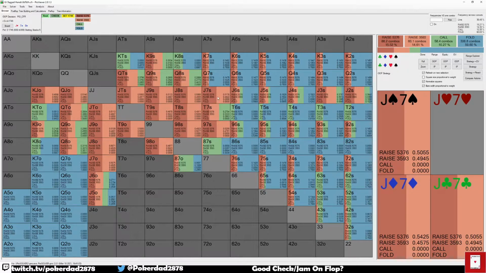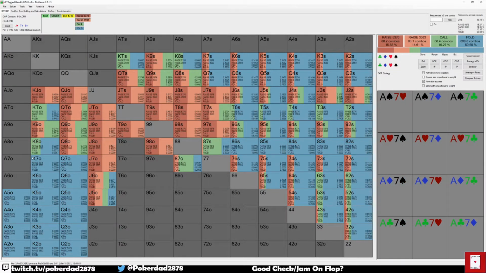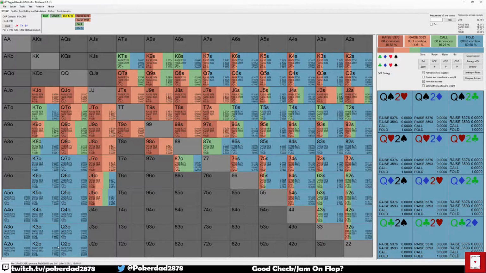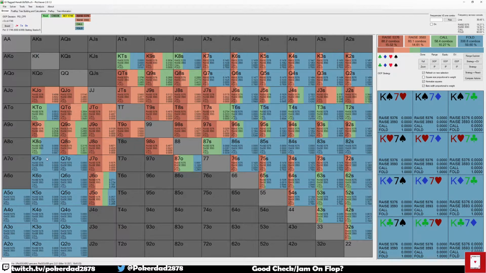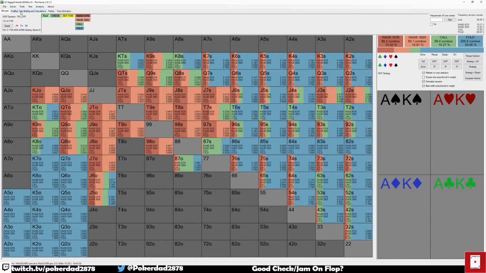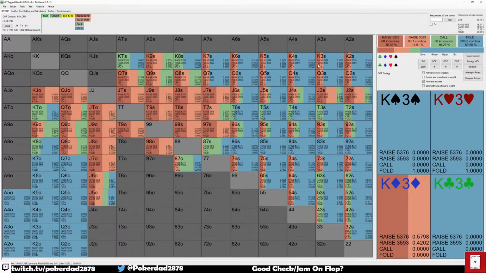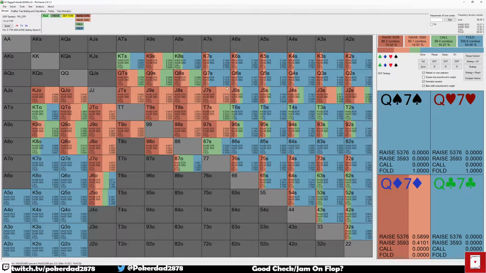Pretty cool. So the ultimate takeaway here is we have so many bluffs in our flush draws that if we are also bluffing our offsuit diamonds, then we're bluffing too much here, because we have all the flush draws on a two-tone board. So to answer the question, good check jam on a flop with this particular hand, the answer is going to be no. We want to jam with our flush draws.